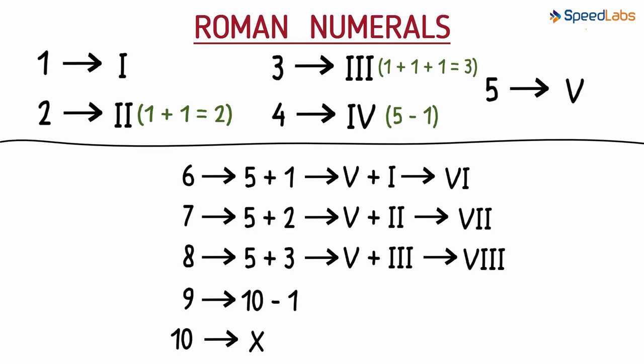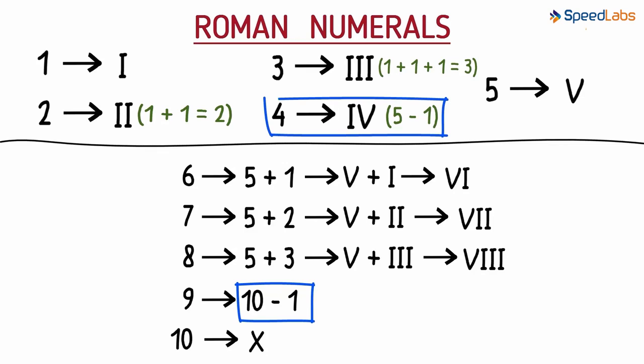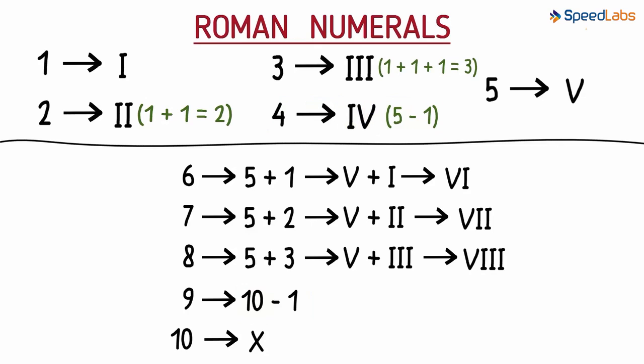Now, which of the rules do you think can be applied to write the numeral 9? Since we want to subtract 1 from 10, we will follow the same rule as we did for number 4. Remember, we represented 4 like this. Similarly, we can write numeral 9 as follows. Writing a smaller numeral to the left of a larger numeral represents subtraction. With this, we complete the set of Roman numerals from 1 to 10. Let's quickly see them in a tabular format. Here you go.